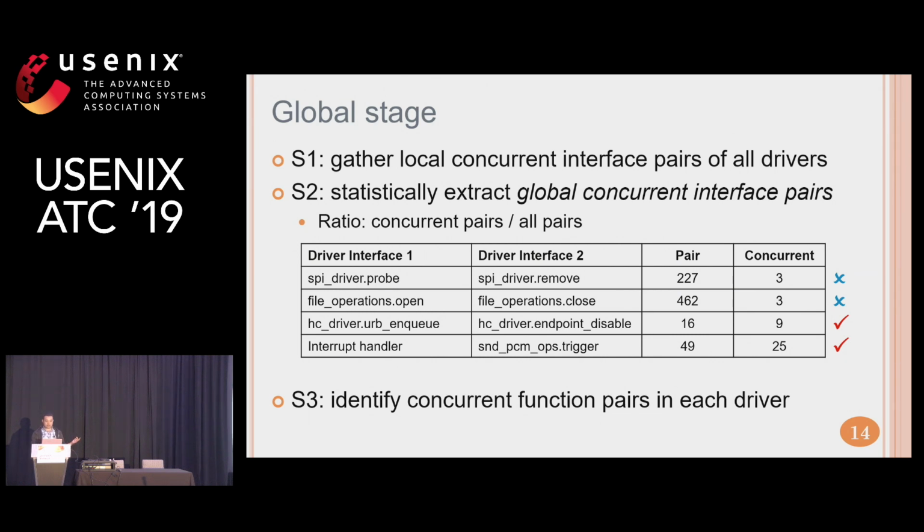And the table shows 4 examples. The ratios for the first 2 pairs are very small, so they are dropped. And the ratios for the last 2 pairs are large enough, so they are extracted. Finally, with these global concurrent interface pairs, we identify concurrent function pairs in each driver.